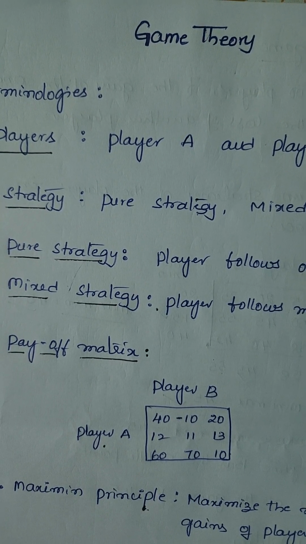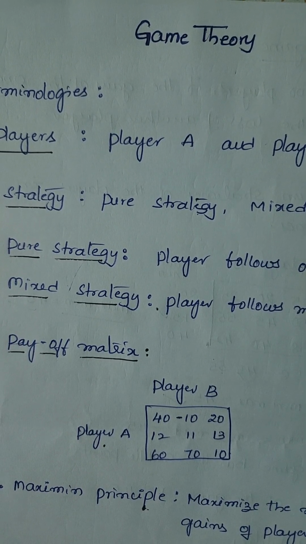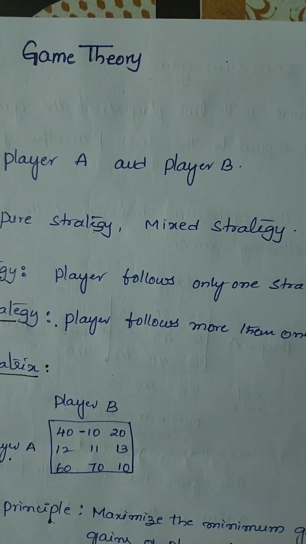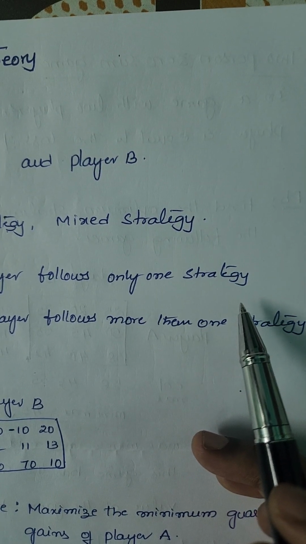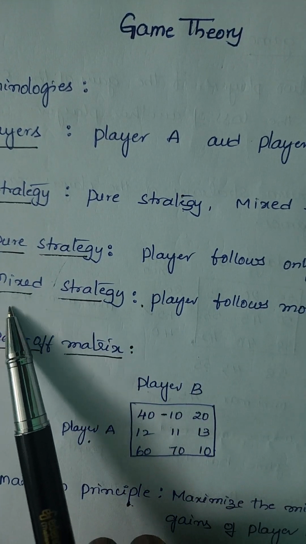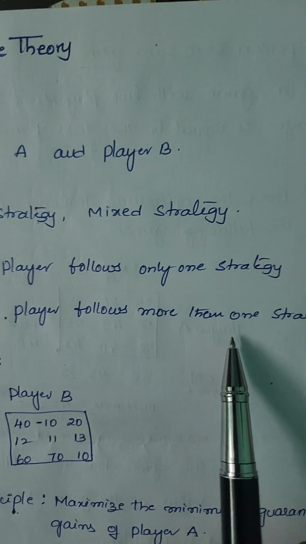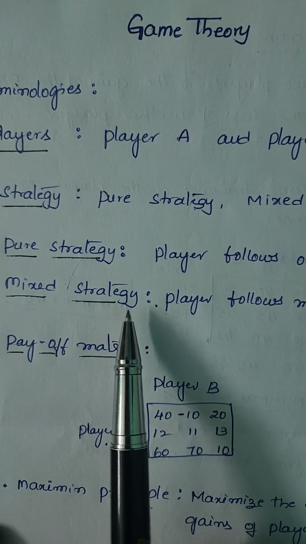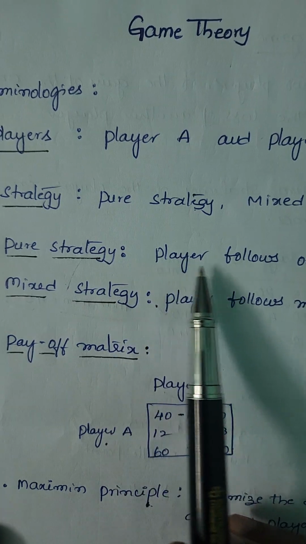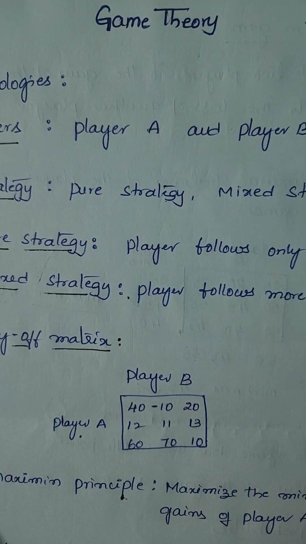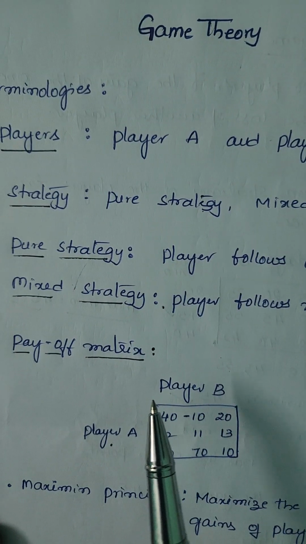In game theory we have two types of strategies: pure strategy and mixed strategy. What is a pure strategy? If a player follows only one strategy throughout the game, then it is called a pure strategy. If a player follows more than one strategy throughout the game, it is called a mixed strategy. So pure strategy is the player follows only one strategy. Mixed strategy is the player follows more than one strategy during the game.